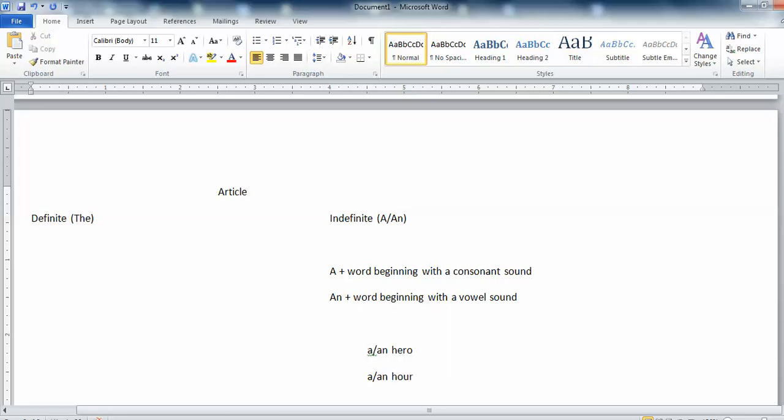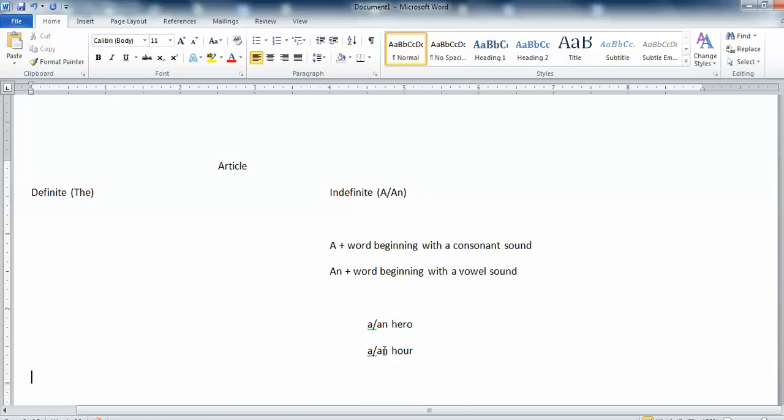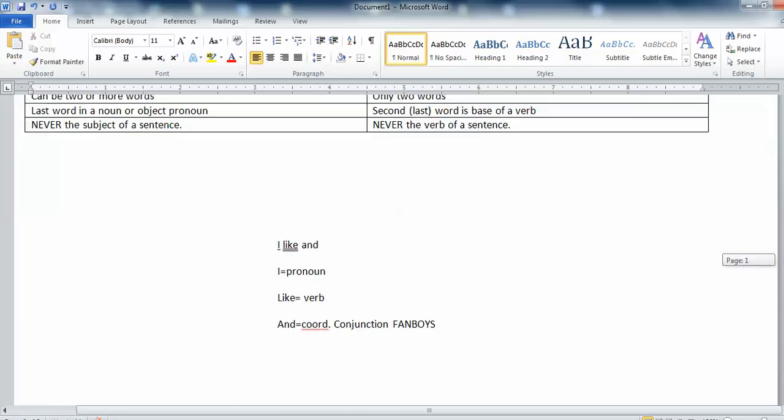Well, let's think about it. A hero? A hour? No. Usually with hero it's a hero, right? But with hour we usually use an, don't we? Why is that? Because you don't hear the H sound. The H is silent, right? So when you have a consonant sound at the front of the word, you can use a. But when you have a soft vowel sound like hour, you don't hear the H, you use an. Okay, so there's the quick and dirty on articles for you.